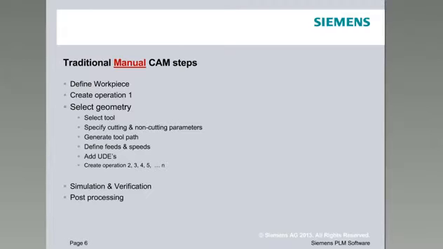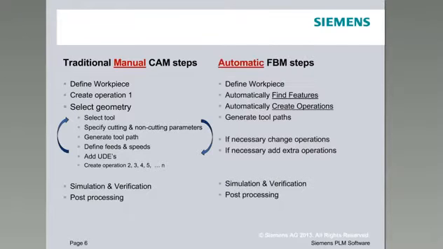You look and try to see if it does what you expect it to do. You might define feeds and speeds, add user-defined events, and you're probably going to have to do a couple of iterations before you get it right. And once you've done one operation, you continue with the next. And finally, when you're finished, when you're happy, you post-process and simulate, or you simulate and then post-process depending on the capabilities of your system.